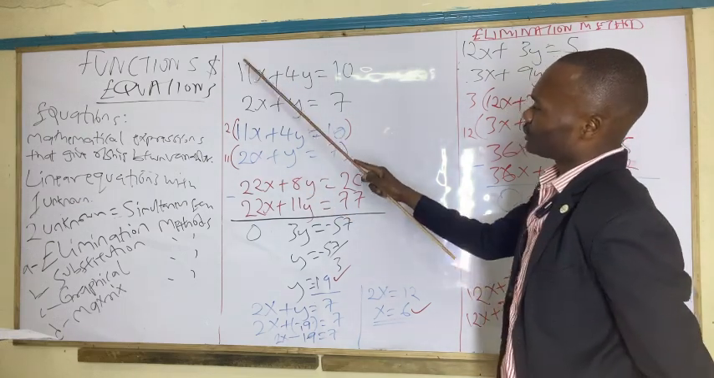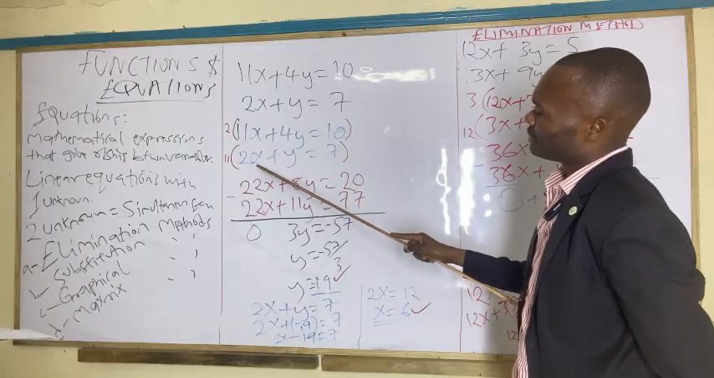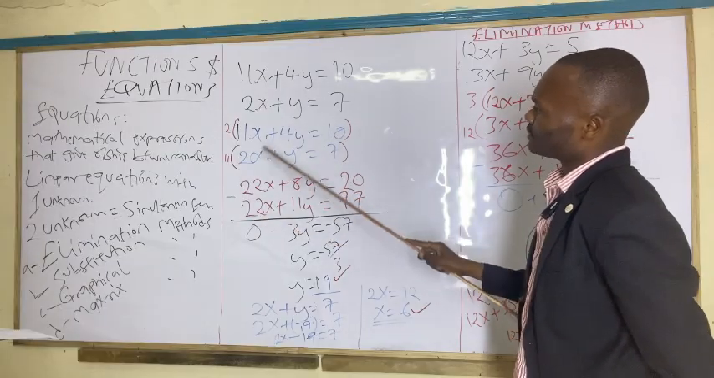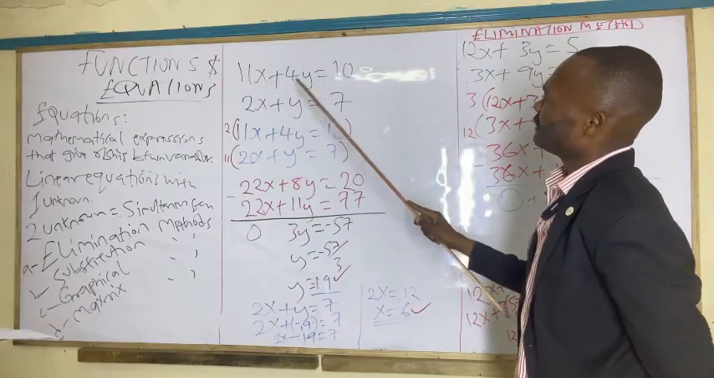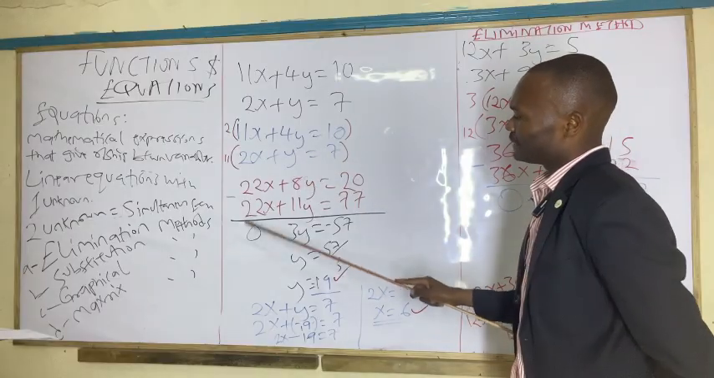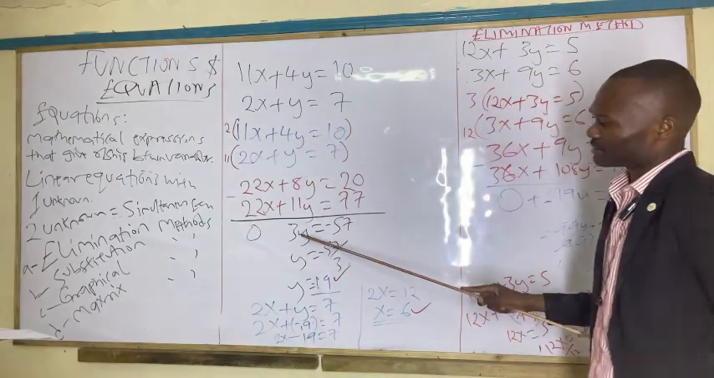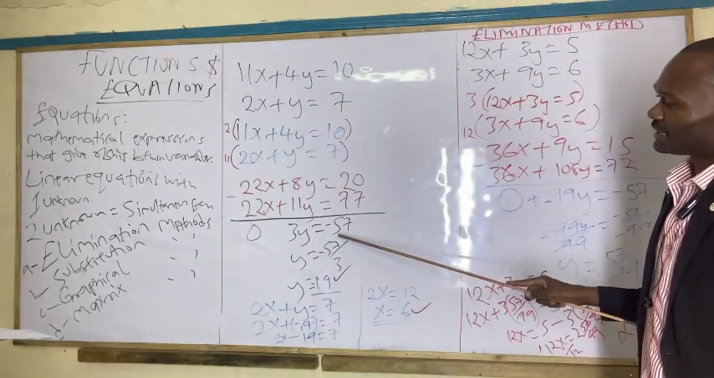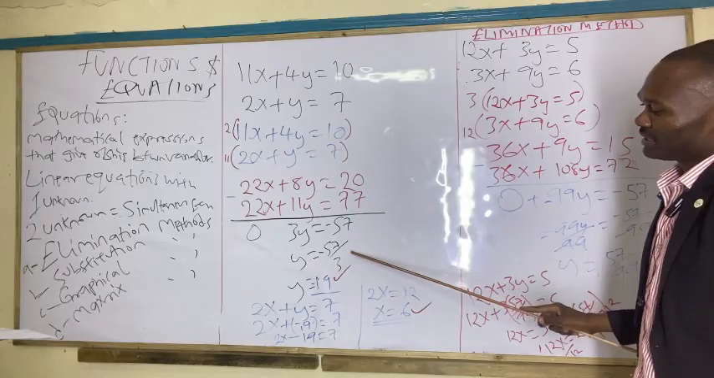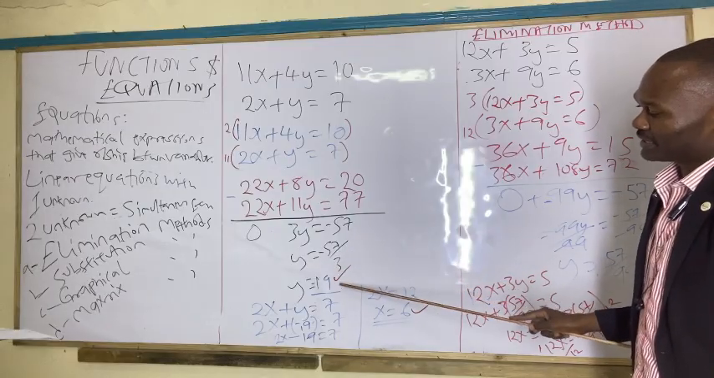And then let's go to 11. 11 times 2 becomes 22x. 11 times y becomes 11y. 11 times 7 becomes 77. Get the difference here, becomes 0. Here becomes 3y. Here becomes a negative 47. Y becomes divided by 3 becomes 19.